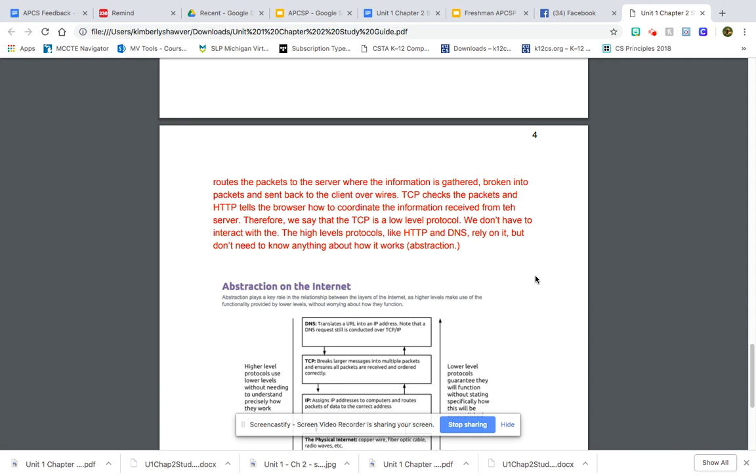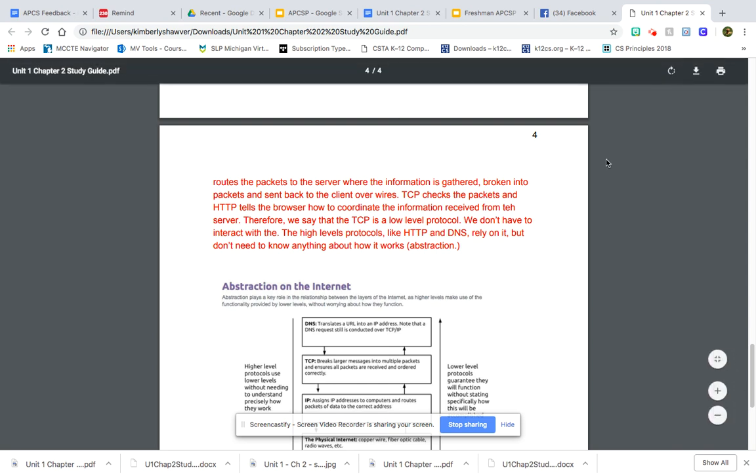Therefore, we say that the TCP is a low-level protocol. We don't have to interact with it. The high-level protocols like HTTP and DNS rely on it, but don't need to know anything about how it works. And that is an abstraction.